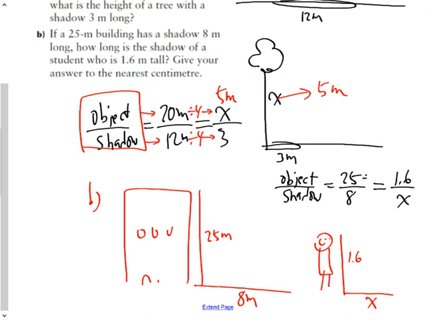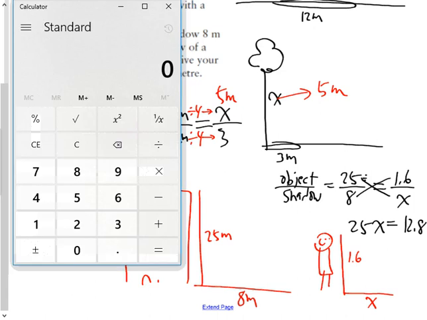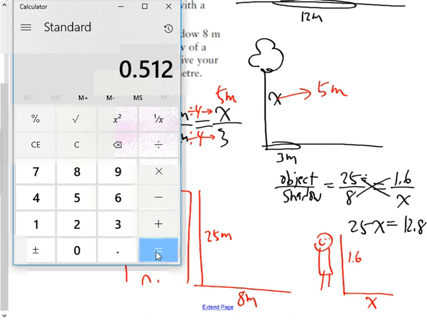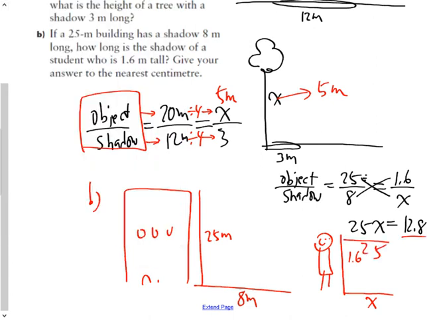Here I don't know what I divide 25 by to get 1.6, so I'm going to use cross multiplication. 25x is equal to 8 times 1.6, which is 12.8. I better use a calculator because I don't want to make a mistake here. So 8 times 1.6 is 12.8. Good. Then take that and divide it by 25. I get x is equal to 0.512. So therefore the shadow would be 0.512 meters or 51.2 centimeters.